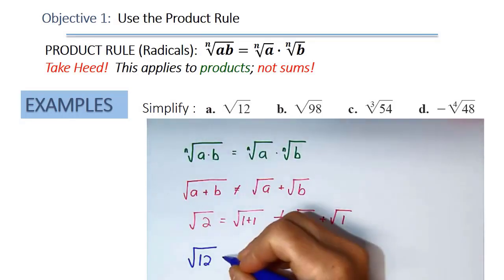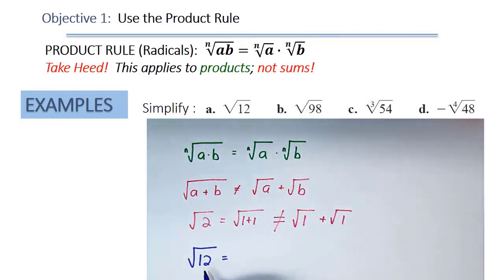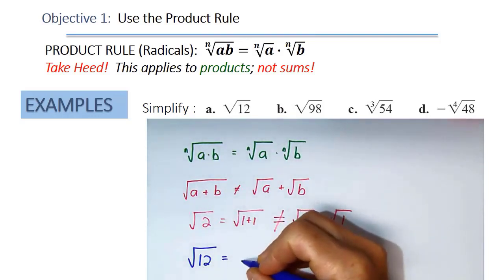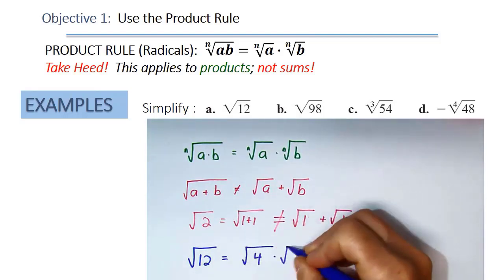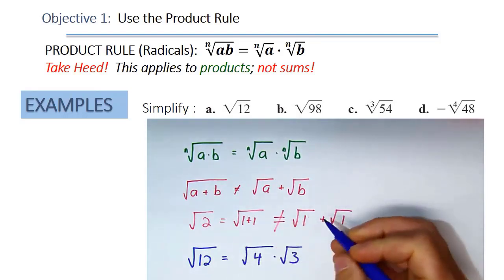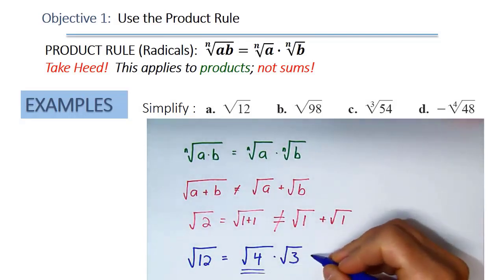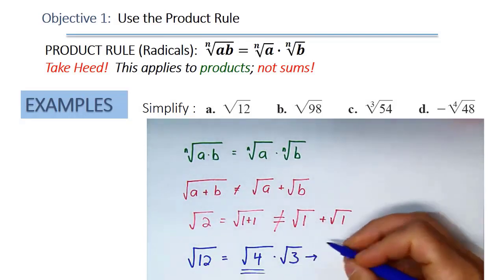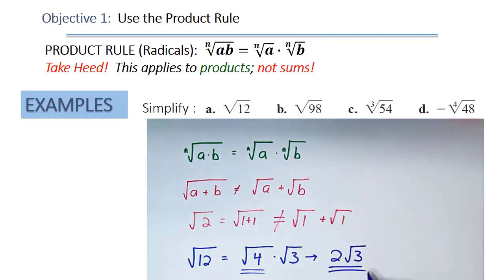The square root of 12. Now we can split that up any way that we want, but here's the key. You're always looking for things where you can take the square root. So for example, 12 breaks into 4 and 3. So we're going to break that into the square root of 4 times the square root of 3. And the advantage there is, of course, we know what the square root of 4 is. The square root of 4 is 2, and so we can then write our result as 2 times the square root of 3, and we have simplified that.